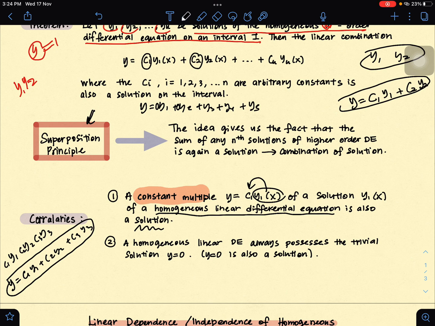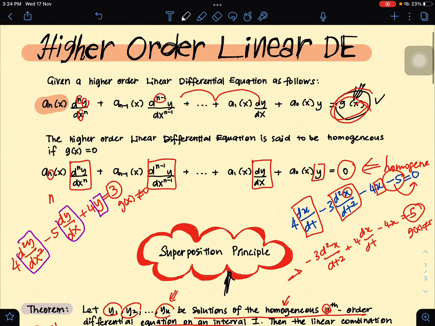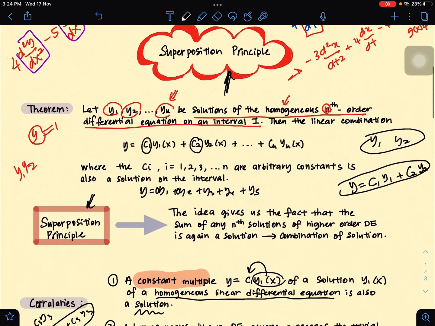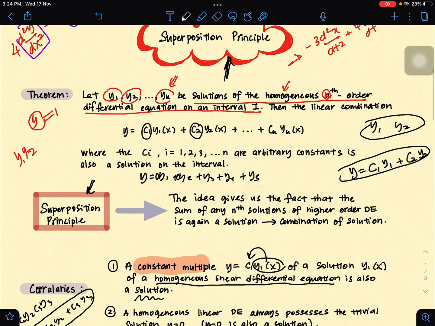Okay, so itu adalah how we want to determine whether our higher order linear differential equation is homogeneous or not, where it depends on the value of g(x) here. If it's equal to 0, then it's homogeneous. Okay, and then now we are focusing on the solution of homogeneous differential equation, di mana solution itu bergantung kepada berapa order kita punya differential equations. Number of solution itu ikut order, dan the combination of all solutions is also a solution according to superposition principle. Okay.